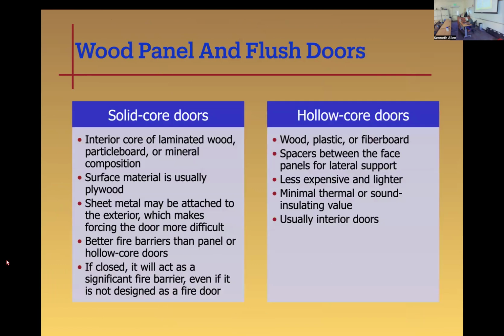Here we go. So let's see. Solid core doors, interior laminated wood, particle board, or mineral composition. Usually plywood made out of sheet metal may be attached to the exterior, makes forcing it more difficult for sure. Better fire barriers than panel or hollow core doors. And if closed, it'll act as a barrier between the fires. So you want solid core doors when activated.